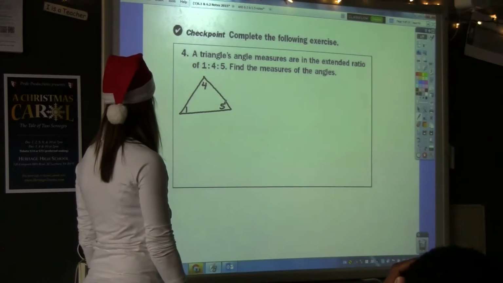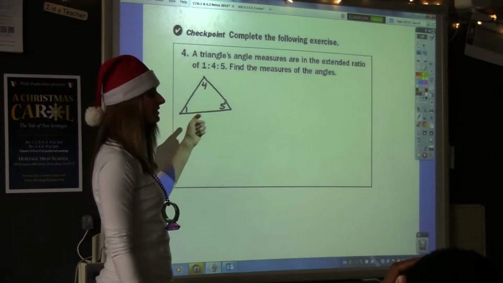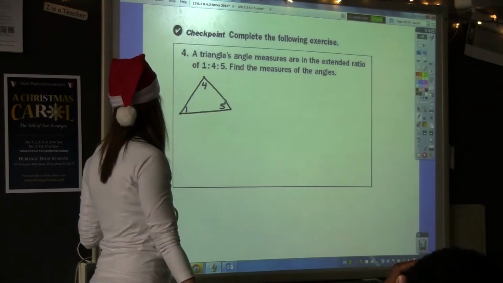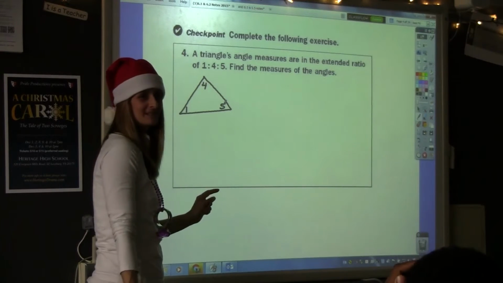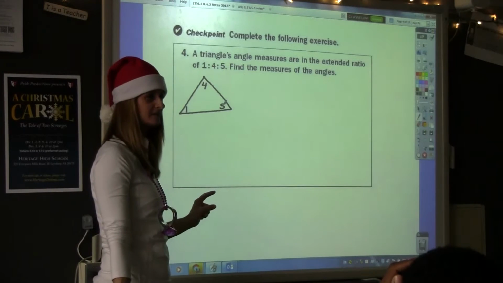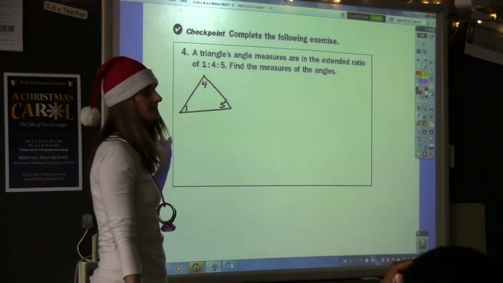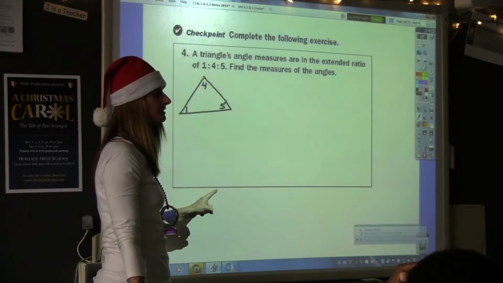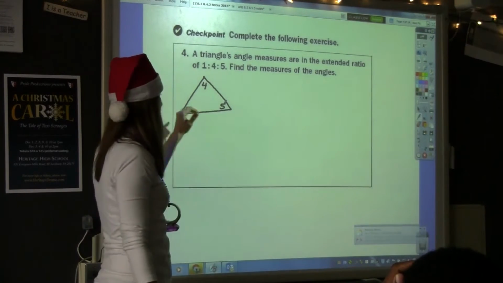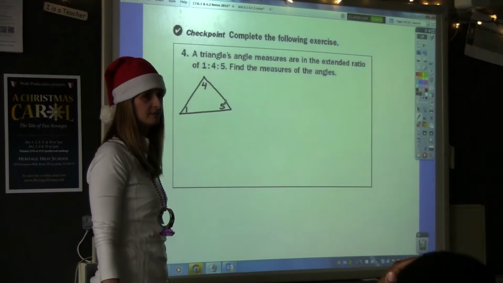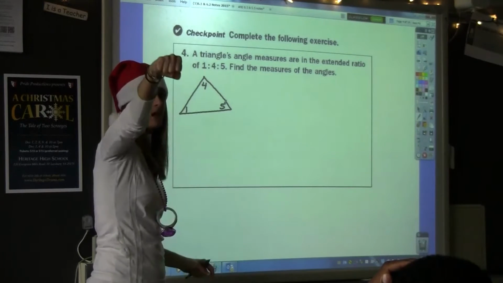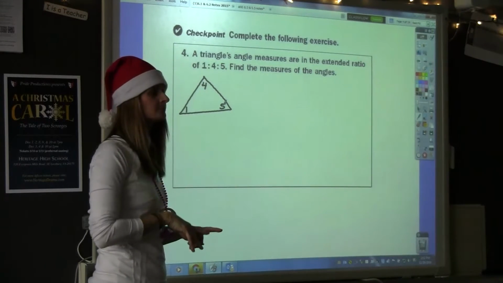Now, could that be 1 degree and that be 4 degrees and that be 5 degrees? Is that possible? What do the sum of all the interior angles inside any triangle have to add up to always? 180. So can that be 1, 4, and 5 then? No.